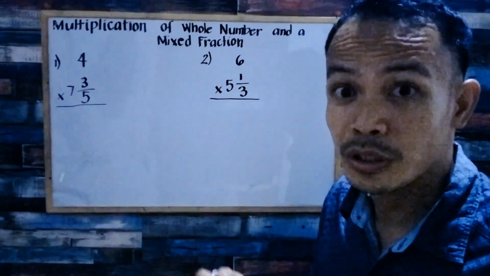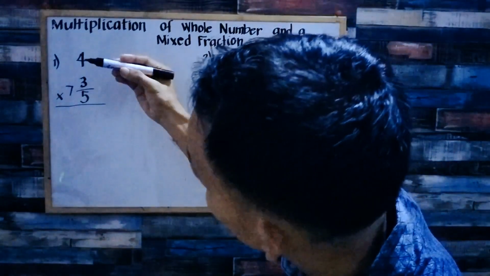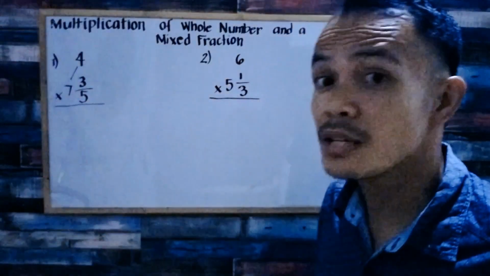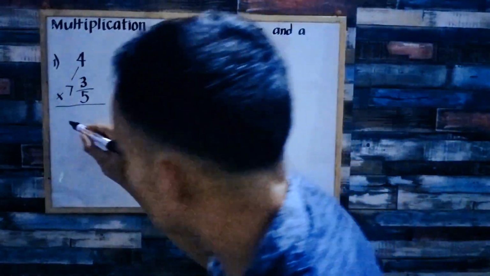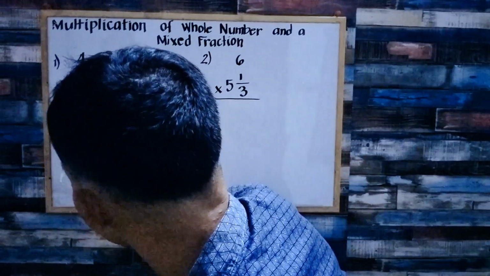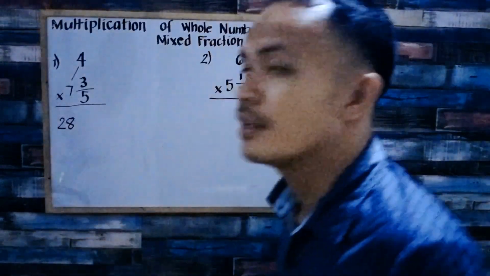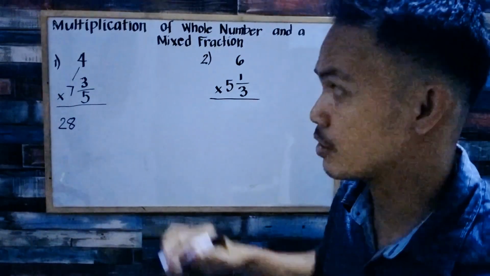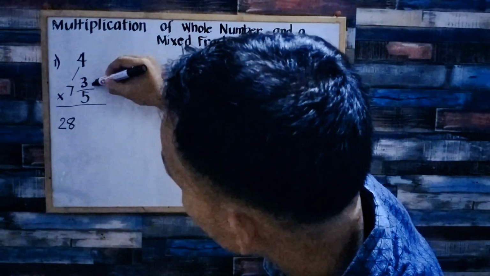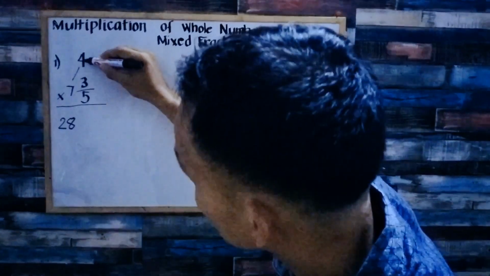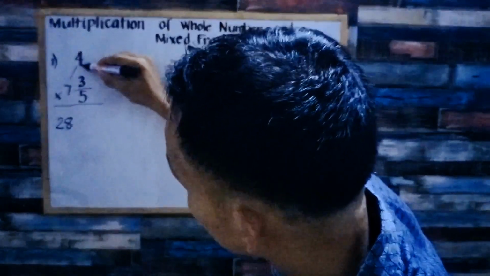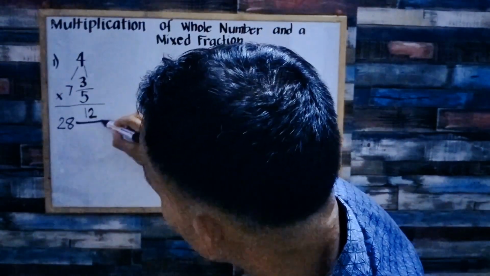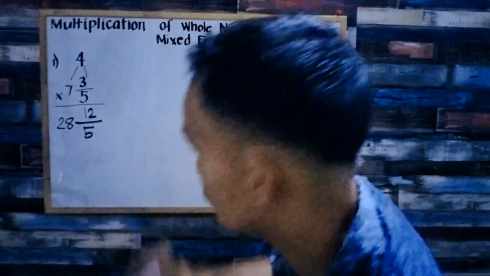First step, I'm gonna multiply the whole number. It's 4 times 7. And 4 times 7, that is 28. So you gotta put 28 here. Next step is I gotta multiply 4 to the numerator of the fraction. So the numerator of the fraction here is 3. So I gotta multiply 4 times 3. That is 12. And just simply copy the denominator, which is 5.